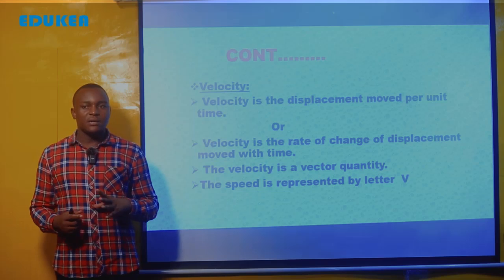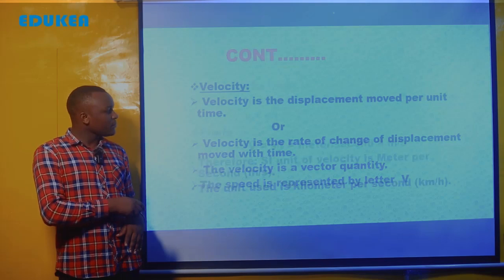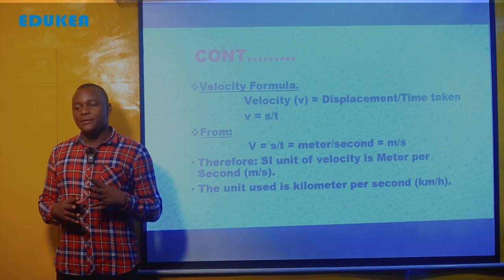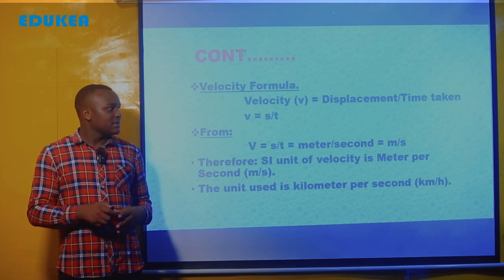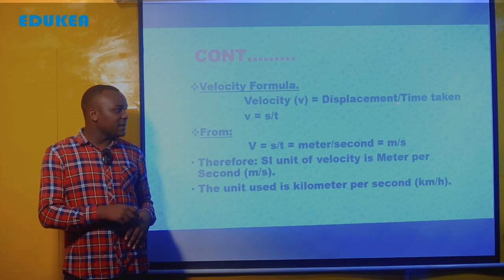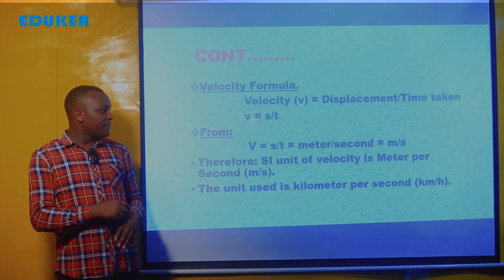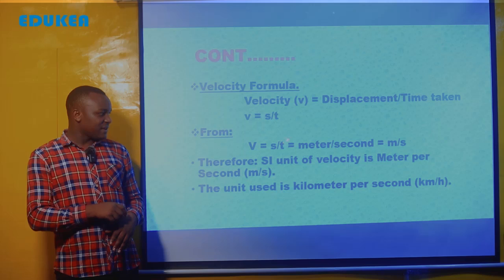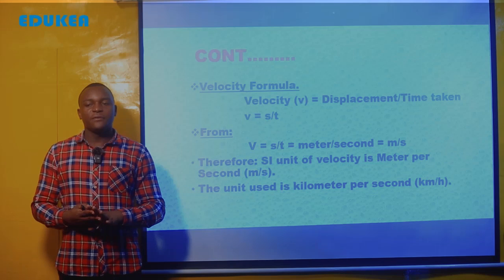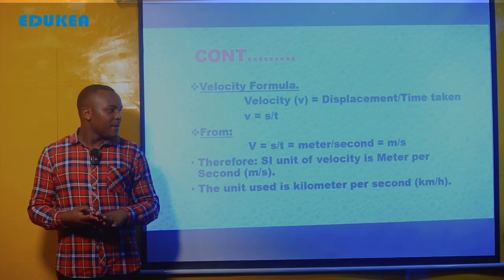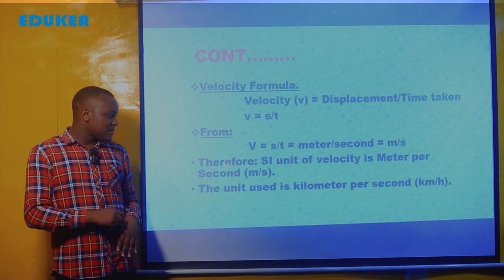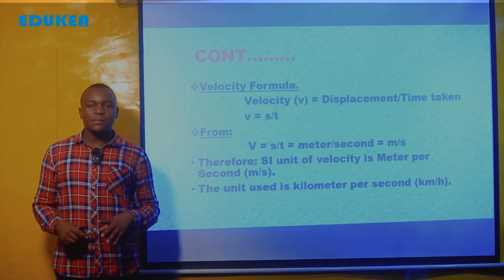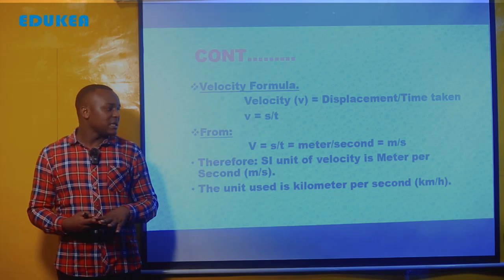So mathematically we can express the formula of finding velocity as displacement divided by time taken. So you will take v is equal to s divided by t. Then from v is equal to s divided by t, the SI unit of velocity is meter per second. Therefore, the SI unit of velocity, as we say, is meter per second. But sometimes we can express the meter per second into kilometer per hour. It is also valid as a unit of velocity.